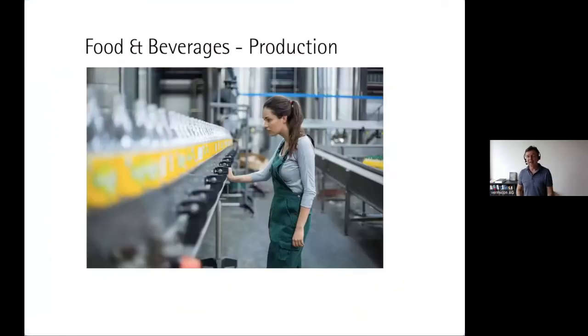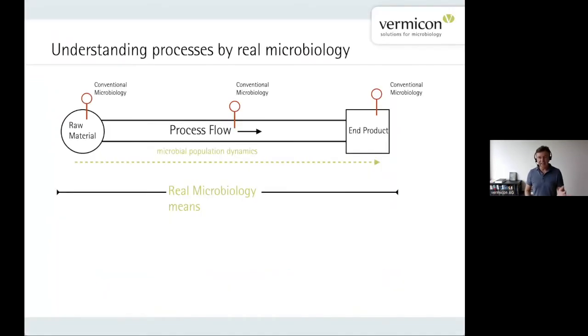And another example is food and beverage production. Yes, again, for the end product, you have regulations where they say, okay, you need this number of colony forming units. But as I said before, a sample is more than that.